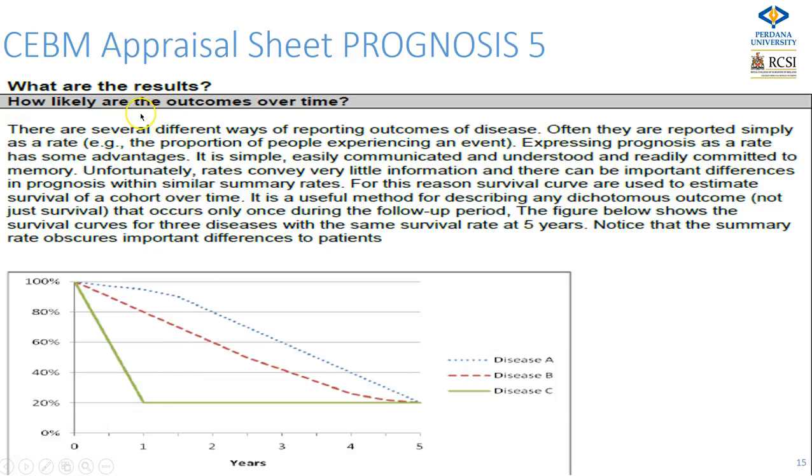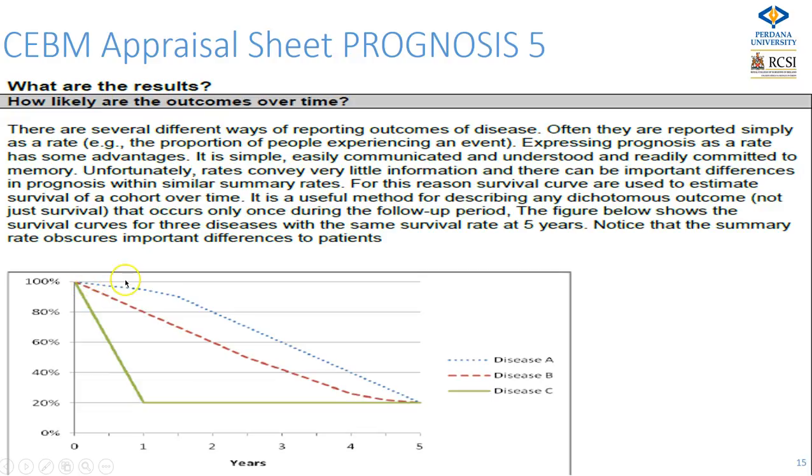You look at the results and you look at how likely these outcomes are over time. Now you can see here, this is a survival curve. Everybody alive at the onset, and then this is a passage of time over years. And by 5 years, these 3 different groups have reached a survival rate of 20%. But they've arrived there through different routes. So the group in green, their survival rate plummeted very rapidly within 1 year, but then it plateaued off.